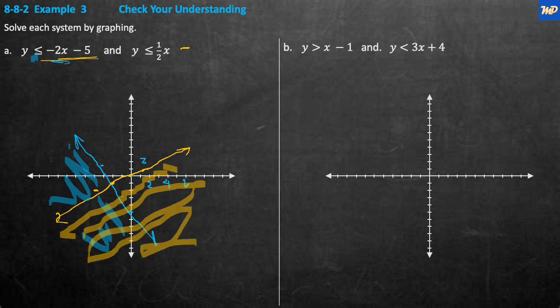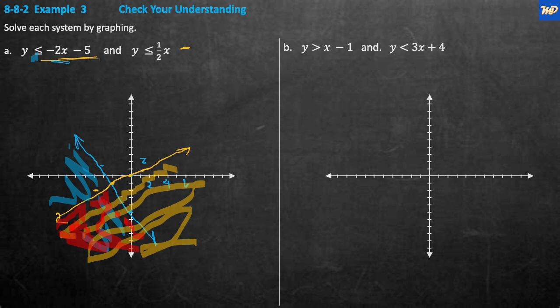So what is the area that bounds both of them? Well, I'm going to select red. So everything below the blue that's also below the yellow. And that is below the blue here, below the yellow here. So all of this is the solution. Everything in red, including the lines, is part of the solution.